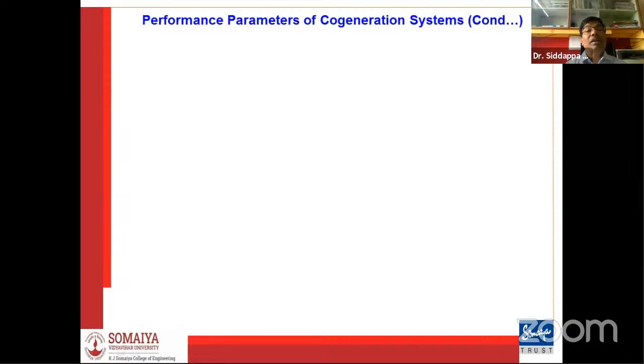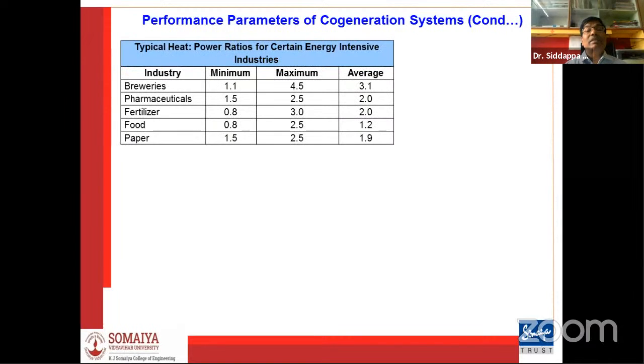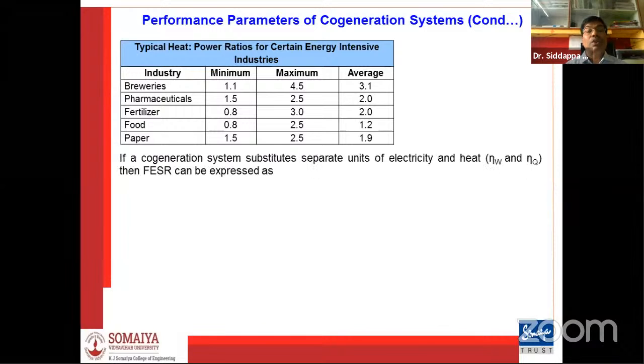Then these are some of the specific industries whose power to heat ratio we will look at. What is the range of that? In breweries, pharmaceuticals, fertilizers, and food and paper industries. This is just for information. Once we are going to audit, or calculate the performance parameter of any system, we should know the approximate range or value it should have.